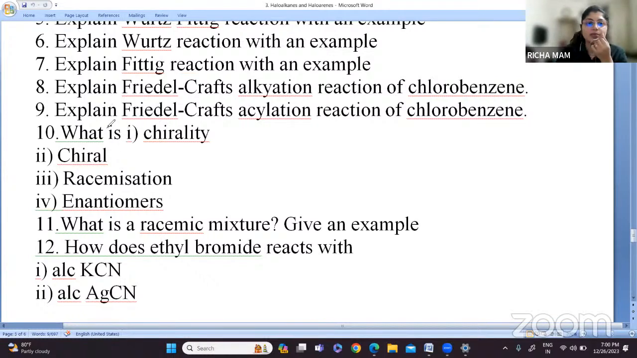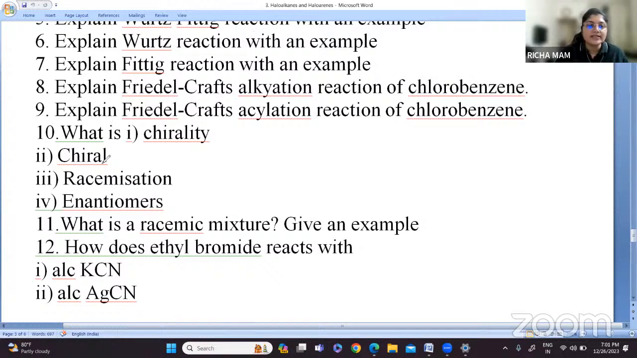What is chirality? These are 1 mark questions. So what is chirality? It is the property of a molecule to have non-superimposable mirror images. The property of a molecule to have non-superimposable mirror image is called chirality. Understood?